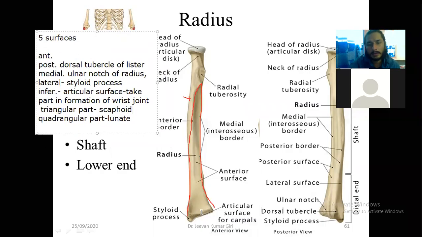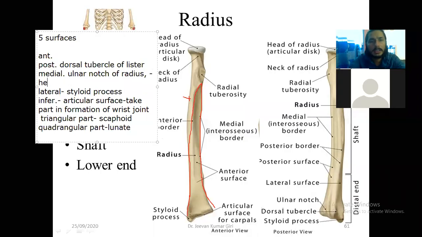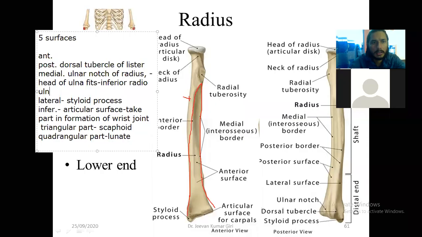So that is about the lower end. Anteriorly, you will find a prominent ridge in the lower part. Then medially you will find the notch, that is the ulnar notch of the radius, where the head of the ulna will fit to form the inferior radio-ulnar joint. Along with this ulnar notch, you will find the triangular area just above the notch. Just remember this thing.